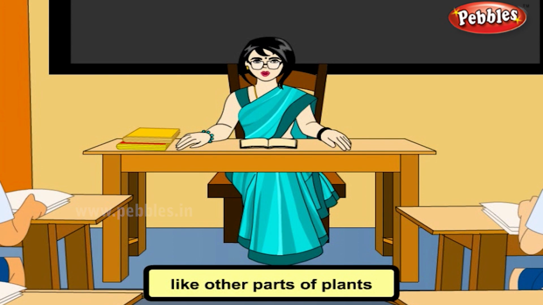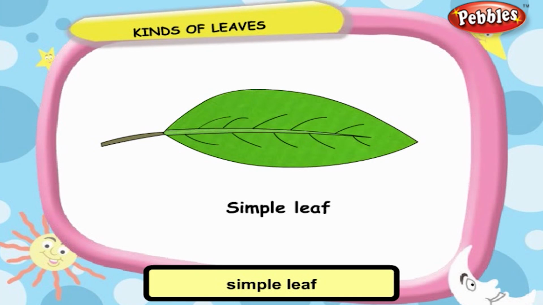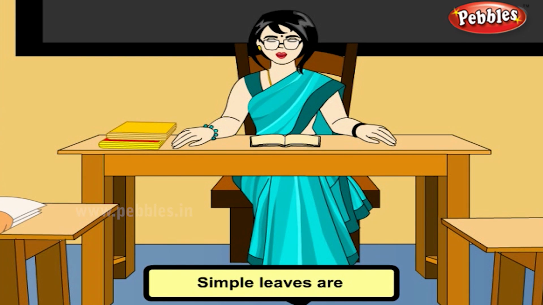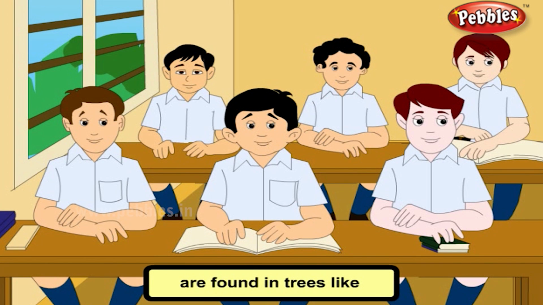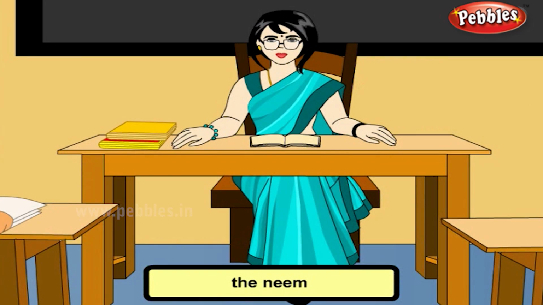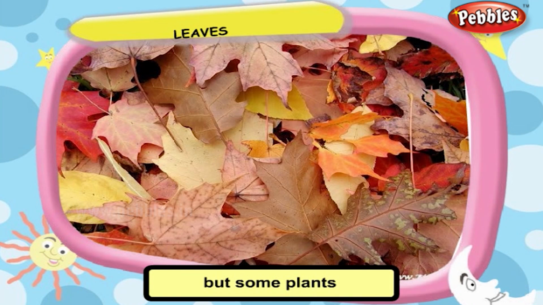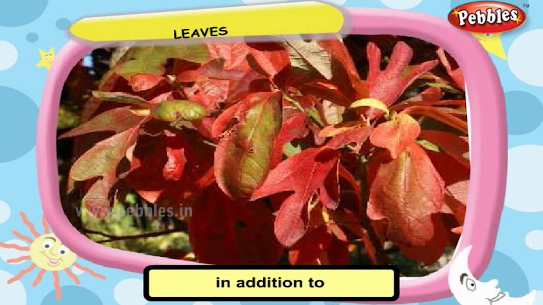Like other parts of plants, even leaves are classified into two types: simple leaf and compound leaf. Simple leaves are found in hibiscus and compound leaves are found in trees like the neem. Leaves are mostly green in color due to the presence of chlorophyll. But some plants have colored leaves. Colored leaves contain green pigment in addition to other colored pigments.